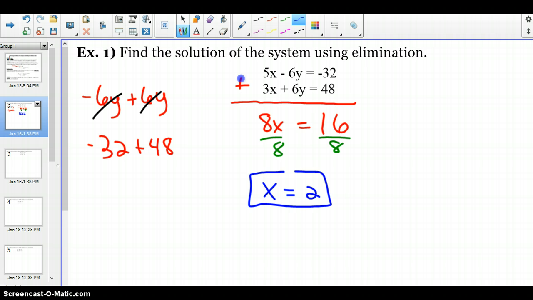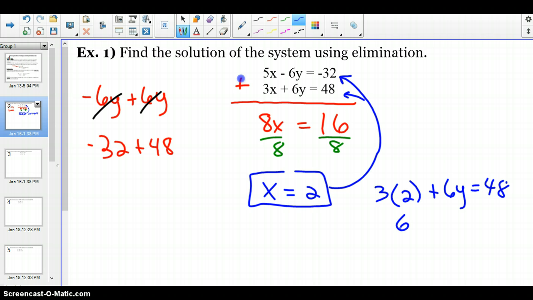Just like substitution, once you get the solution to one of your variables, you just plug it back in to get the other. So I'm going to take this, plug it back in. I'm going to use the second equation that looks a little bit easier. So 3 times 2 plus 6y has to equal 48. So 6 plus 6y equals 48. Subtract 6 on both sides. 6y is equal to 42. That means y is 7.